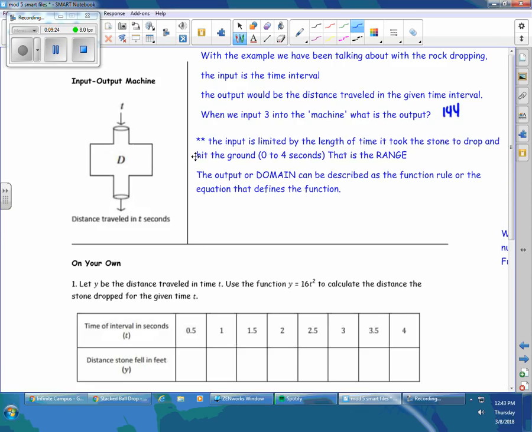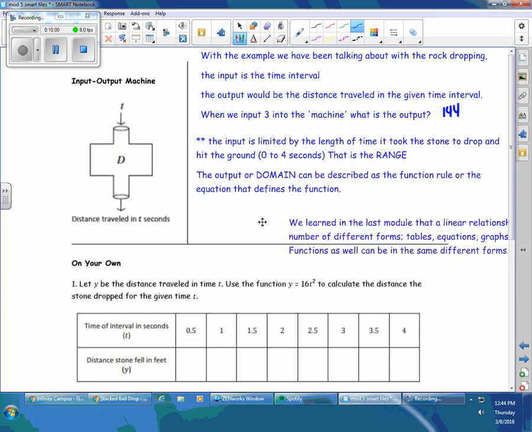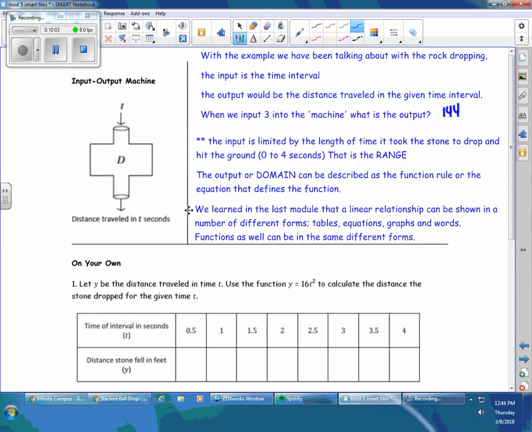Now let's talk about limits real quick. The input is limited by the length of time it took the stone to drop and hit the ground, 0 to 4 seconds. Now that's called the range. This is something you're going to have to learn when you're in high school, so why not learn it now while we're learning about functions? So your inputs are the range. That's the numbers that we can put into our machine. The output is our domain, and it can be described as the function rule, or the equation that defines the function. Again, those are just vocabulary things, putting new academic language on things that you already know.